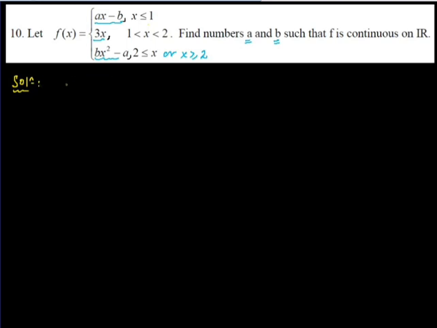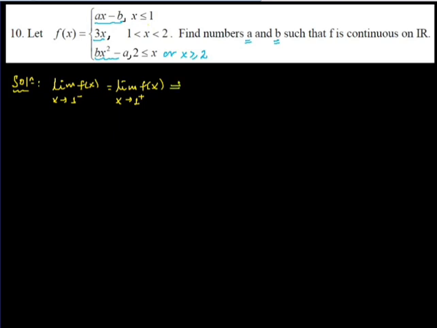We use the definition of continuity to find the values of a and b. So this function will be continuous on the real numbers if it is continuous at 1 and 2. So in the first case, we need to calculate the limit of f of x as x approaches 1 from the left, which must be the same as the limit of f of x as x approaches 1 from the right. 1 from the left means for x less than or equal to 1.